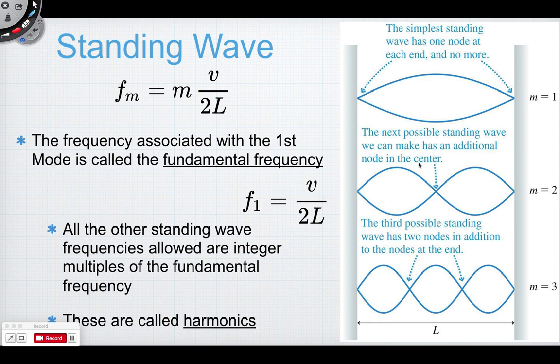This nature with multiple frequencies beyond the fundamental are called harmonics. This is the fundamental here, which you call f1. This is f2, f3. These are essentially harmonics of the fundamental frequency. And in sound and in music, you can make that connection a little better because you're somewhat used to this.